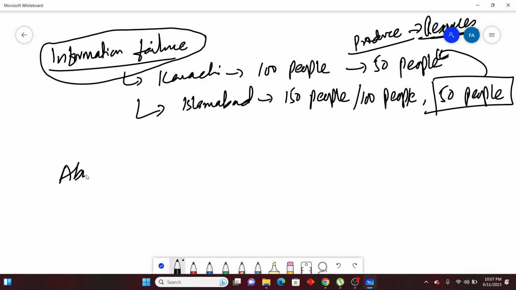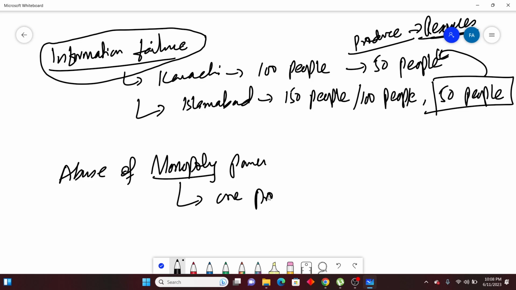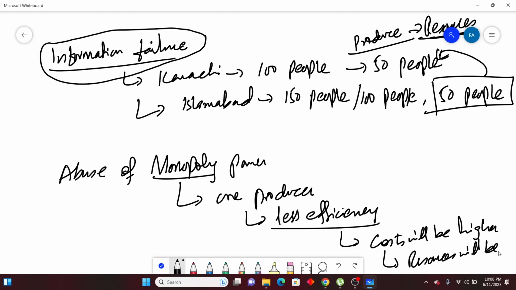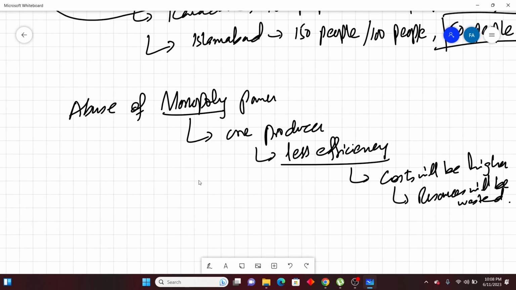Then the last is abuse of monopoly power. This is also important. Mono means one, and monopoly means there is one producer in the market, one producer or one supplier of any commodity. When there is one producer, there is less efficiency. Less efficiency means less ability to produce in a better manner. So again, the cost would be higher and your resources would be wasted. Okay, so this is it for the topic.